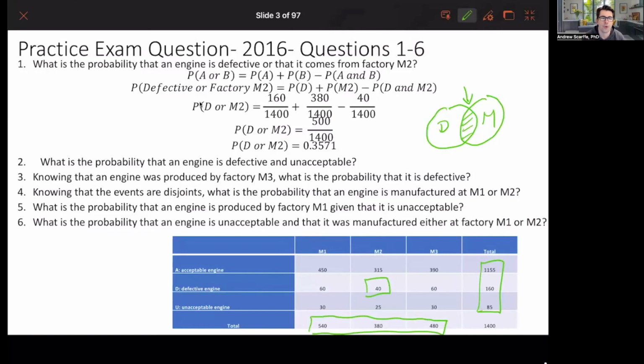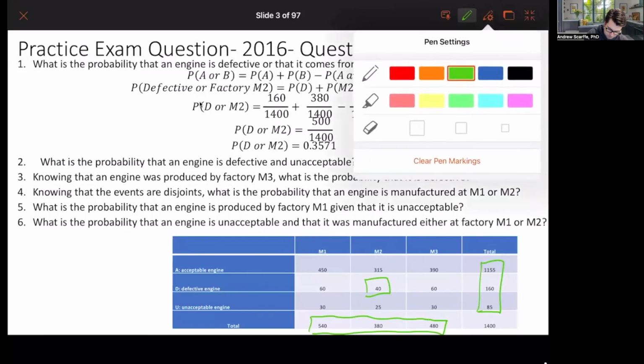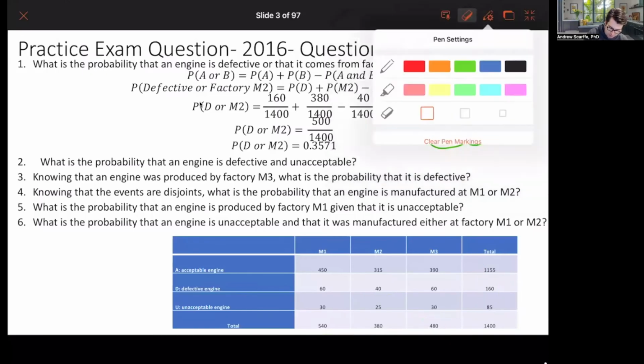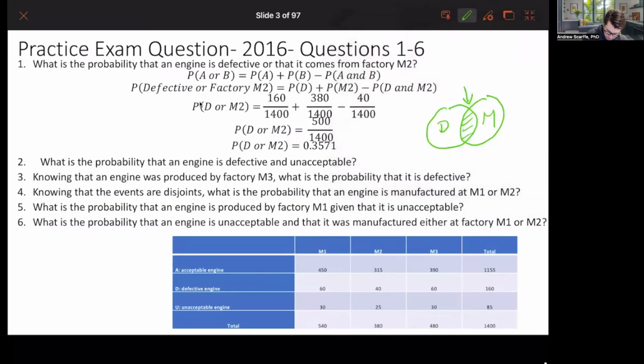So all we do here is the probability of D or M2 is simply equal to 160 over 1400 plus 380 over 1400 minus our joint distribution, which would be 40 over 1400, which gives us 500 over 1400, or 0.3571.